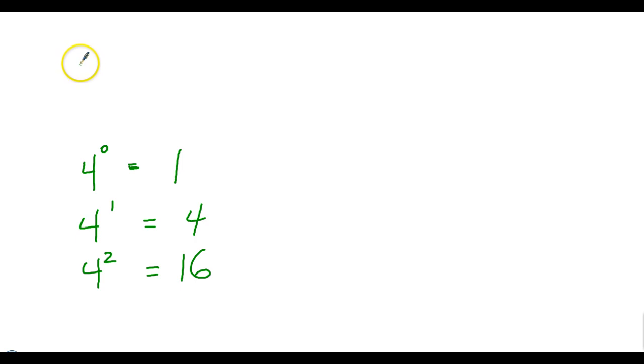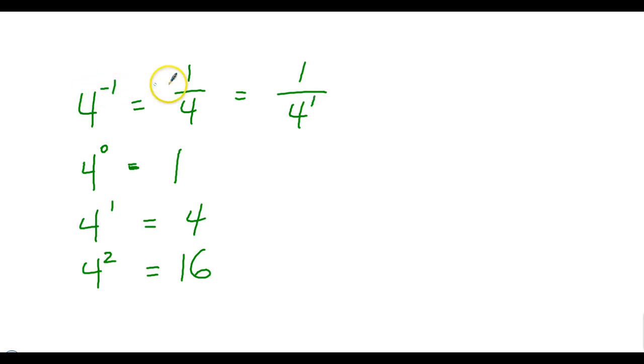I'm going to say, okay, what about 4 to the negative 1? And what does this one equal? Well, this one is equal to 1 over 4, right? And I could rewrite that as 1 over 4 to the first power, okay? And I could keep going that way. So remember, if I have the negative 1, it moves its location. If it's in the numerator, I'm going to drop it into the denominator, okay?